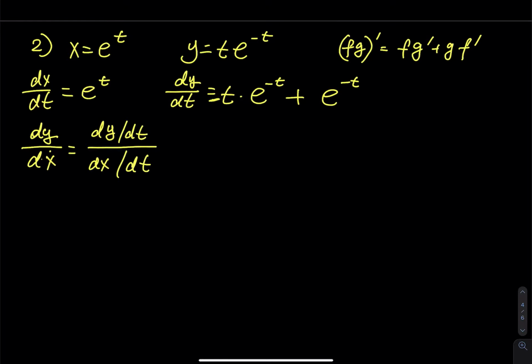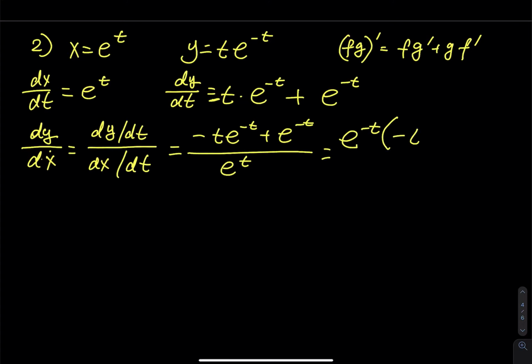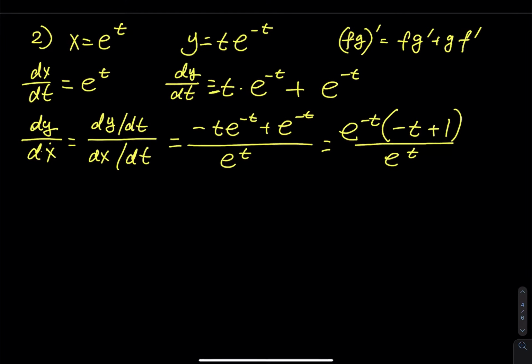So we have negative t e to the negative t plus e to the negative t divided by e to the t. We can definitely simplify that. The way we do the simplification is I take the e to the negative t out, factor that out. So I have negative t plus 1 divided by e to the t. Do you still remember how the negative exponent works? E to the negative t is just 1 divided by e to the t.